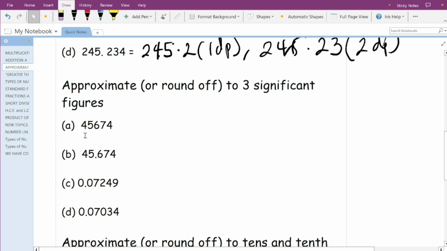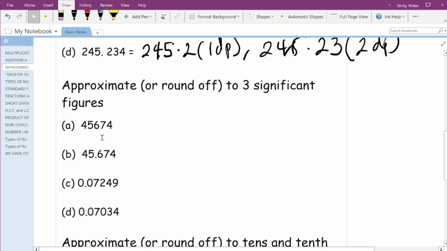So 3 significant figures in this case starts from 4. So we are doing 1, 2, 3. That means 3 significant figures end at 6. So we have to round off this 7 and this 4. And what we consider if we're adding 1 to this 6 before we round off is the number behind it, which is 7. If it's 5 and above, we have to add 1 to this 6.